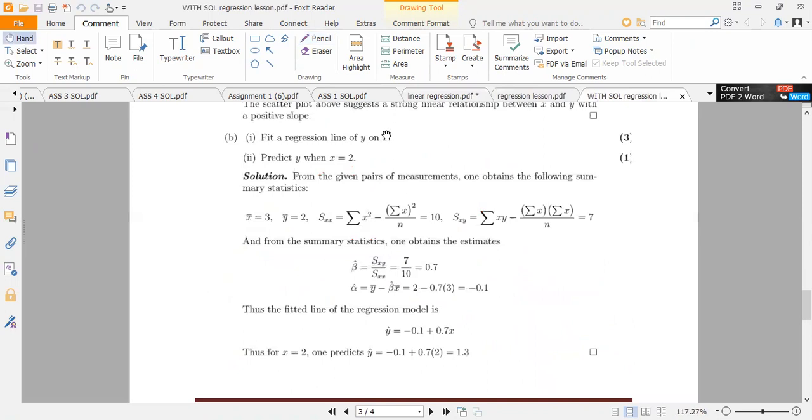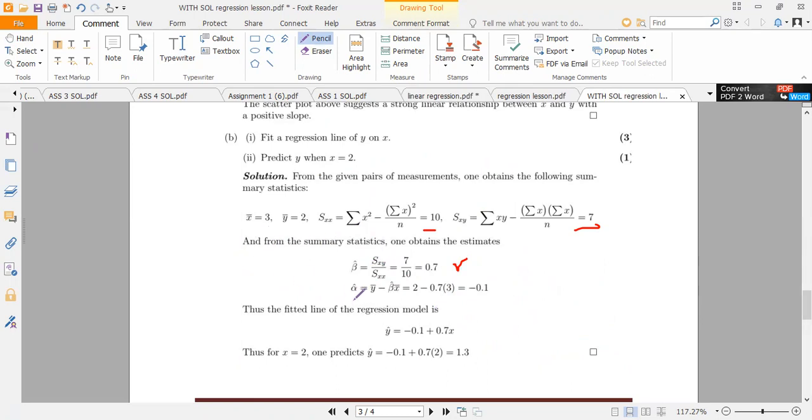So after finding our xx and yy, which are as shown here, our xx is 10, our xy is 7, and our yy was 6. So to find our slope b is simply xy over xx, so 7 over 10, which was 0.7.